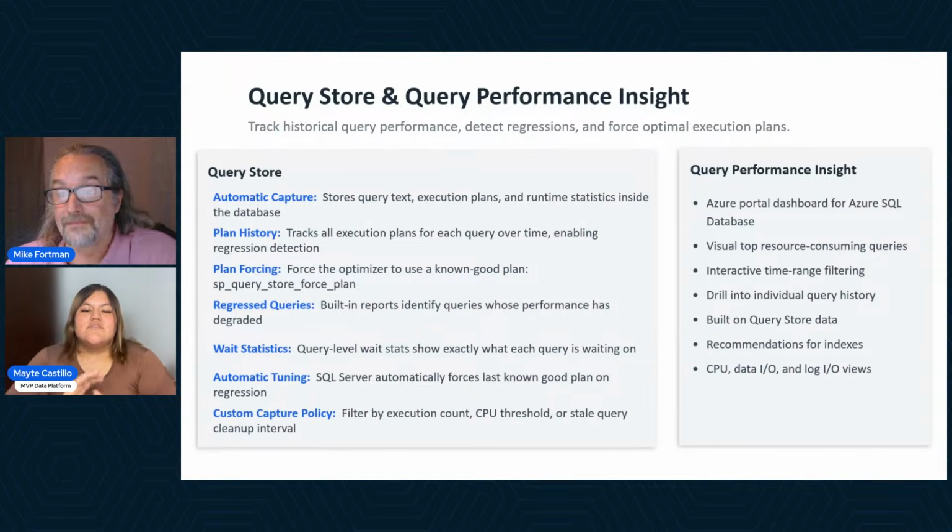Query Store captures query text and execution plans inside the database, because it maintains a history of the plans used by each query. Now we can identify performance regressions, for example, when a previous plan provides better performance, we can force the good plan by using the stored procedure sp_query_store_force_plan.